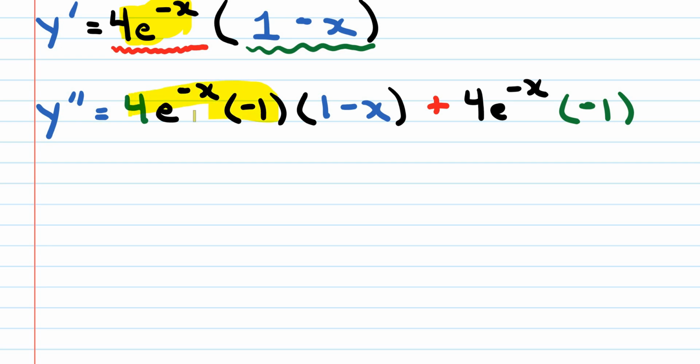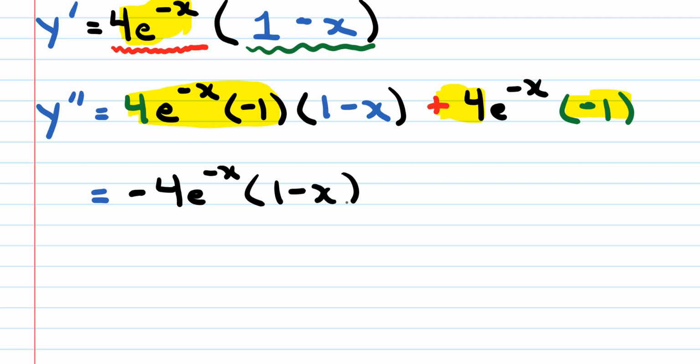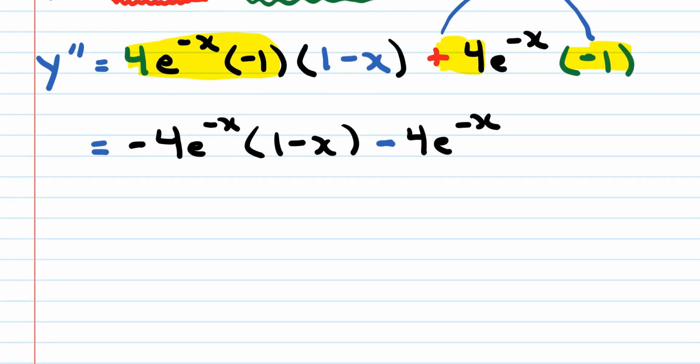So I can multiply that out in yellow, and I can take this negative 1 and multiply that with the positive 4, right? So if I just clean this all up here, we have negative 4e to the negative x, bracket 1 minus x. And then I have a plus and a minus, so that's going to be minus 4e to the negative x.